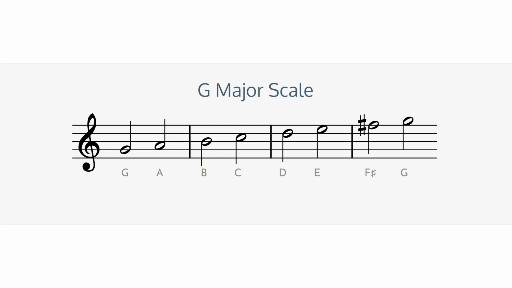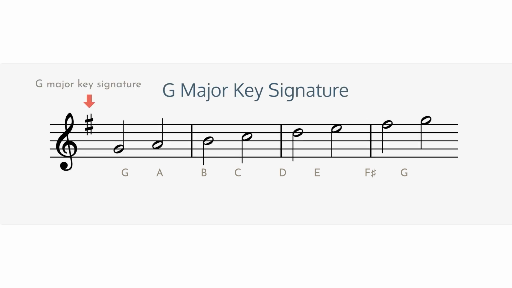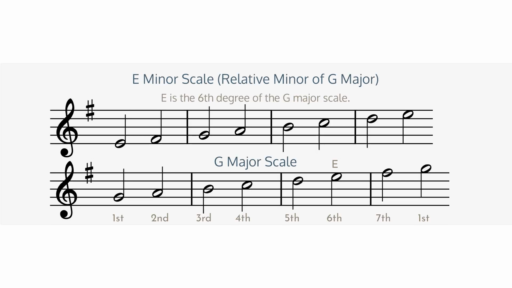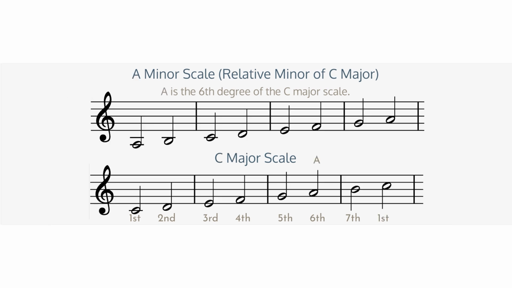Instead of raising all the F notes with sharp throughout a music piece, we can use key signatures. Key signatures are sets of accidentals placed at the beginning of the music sheet. If we start a minor scale from E, we get the relative minor of G major. Relative minors of major scales share the same key signatures. A scale starting from the sixth degree of a major scale is always its relative minor. For example, A minor is the relative minor of C major because both scales have no sharps or flats.